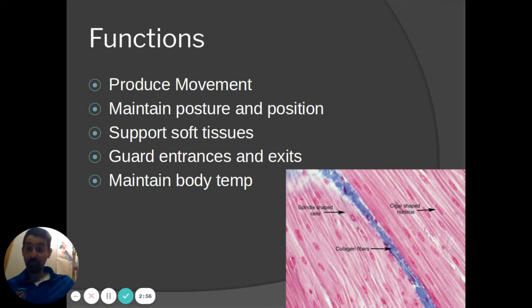Your muscles support soft tissues. Unlike your thoracic cavity, your abdomen is just sheets of muscle that cover your whole abdominal cavity underneath your rib cage, and that supports all of those soft tissues. Muscles guard entrances and exits. They hold your mouth closed. They hold the end of your digestive system shut.